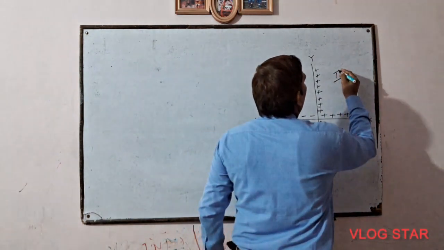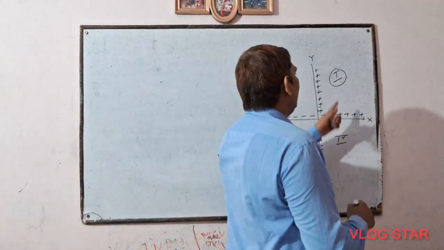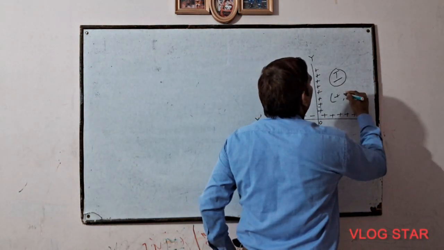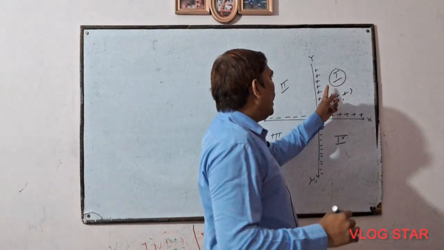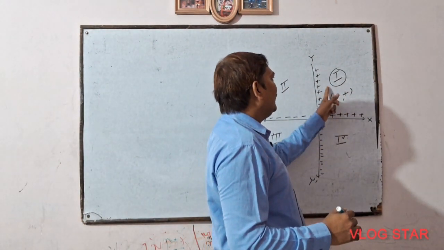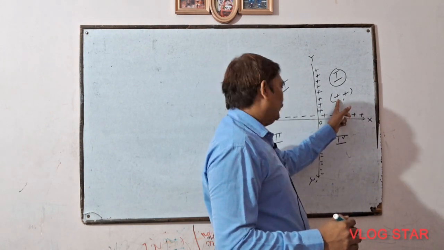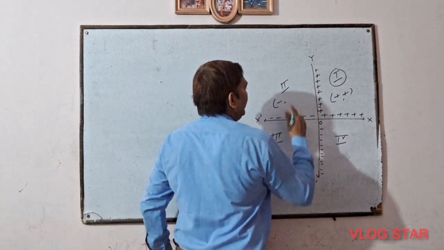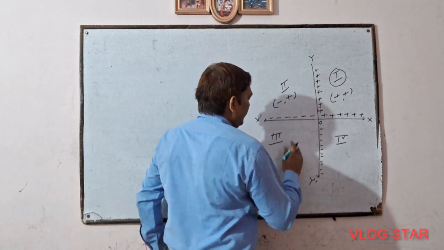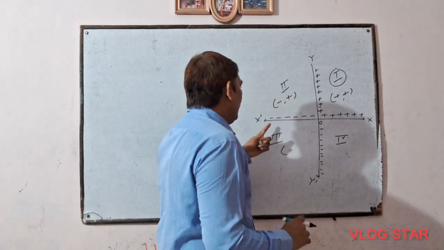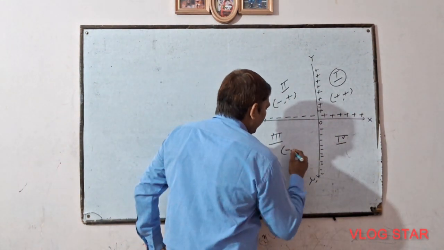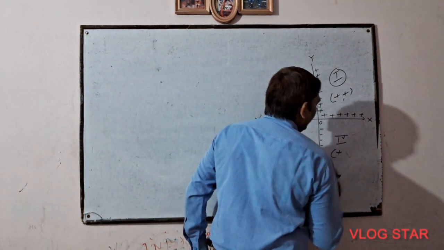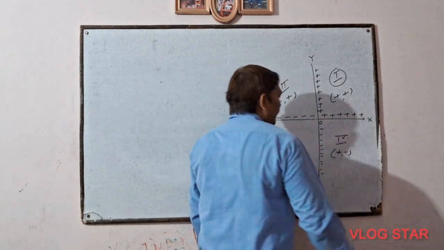While representing coordinates on the Cartesian plane, first we take x-axis, then after that y-axis. This is the first quadrant, and here x is positive, y is also positive. Therefore, all the coordinates lying in first quadrant will be positive. In second quadrant, first coordinate will be negative, second will be positive. In third quadrant, the first coordinate will be negative and second will be negative. In fourth quadrant, first coordinate will be positive, second will be negative.